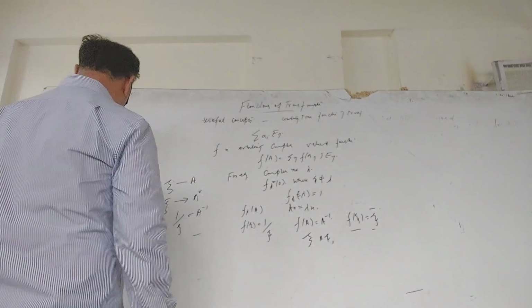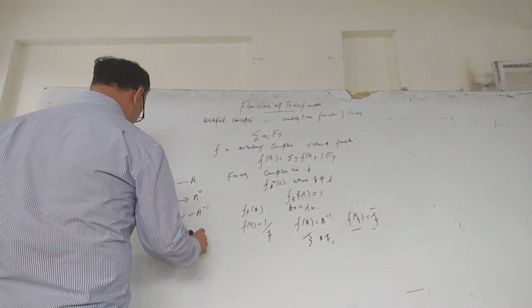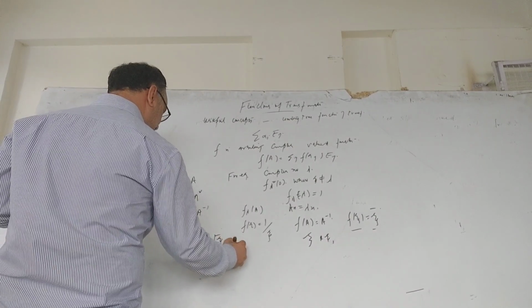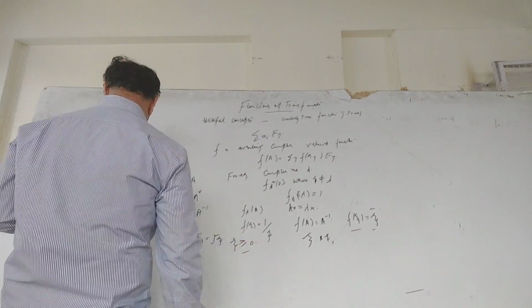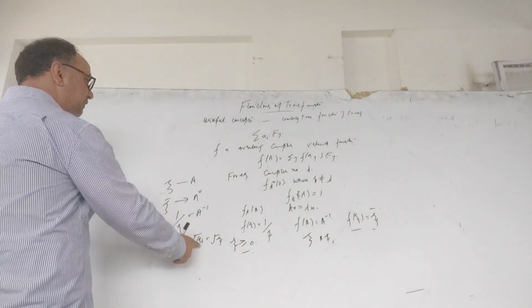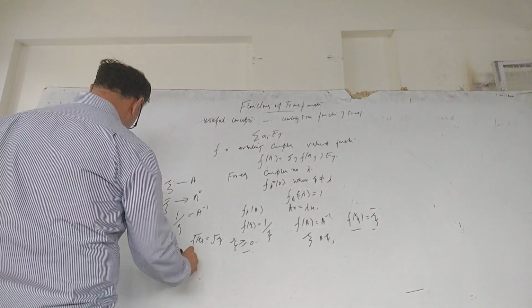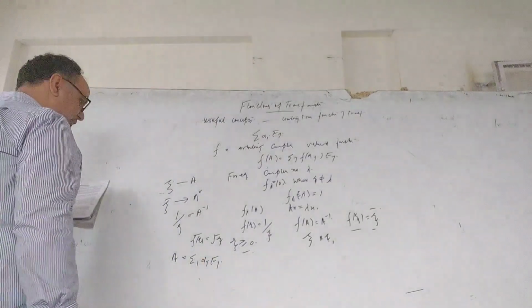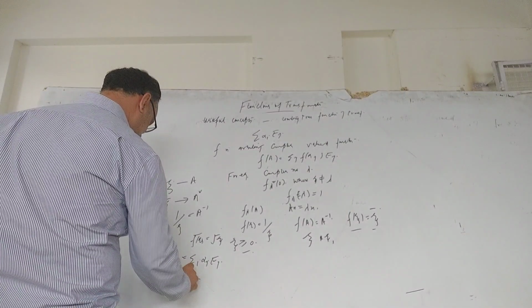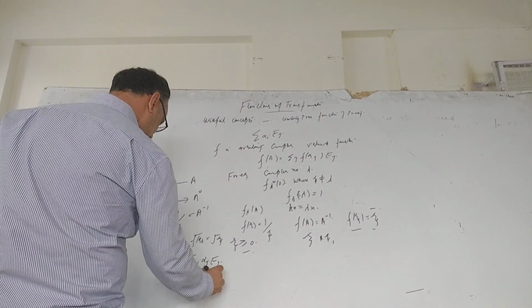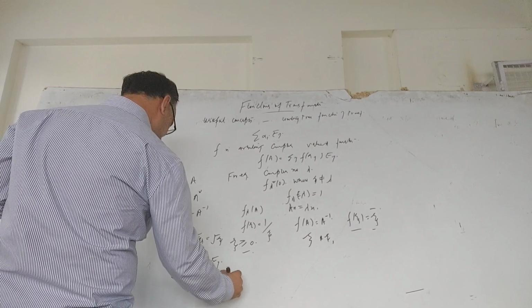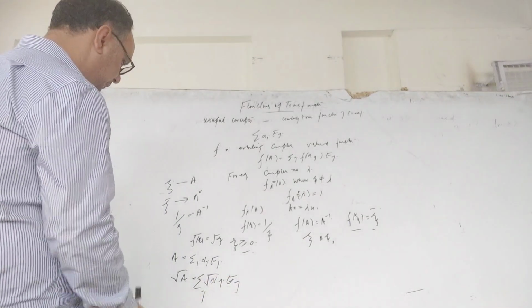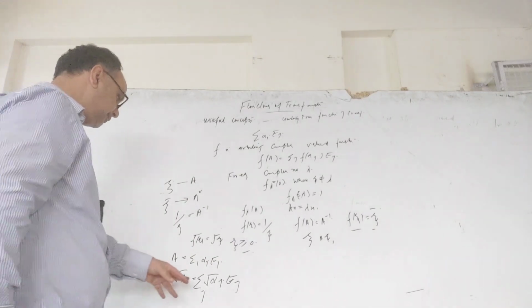So if you consider f of zeta to be root of zeta for zeta greater than or equal to 0, which is positive definite, and A is defined as the sum of alpha j Ej, then root of A can be defined like this. Root of A is the sum of root of alpha j Ej. This is the projection.